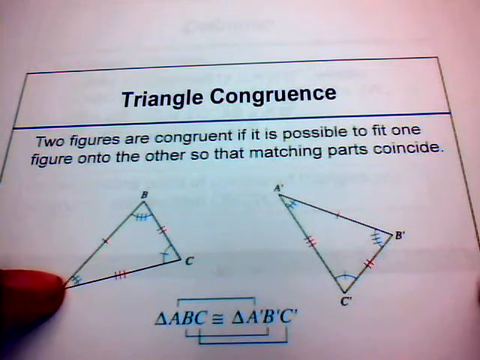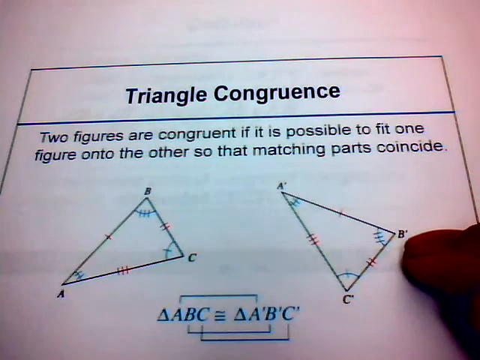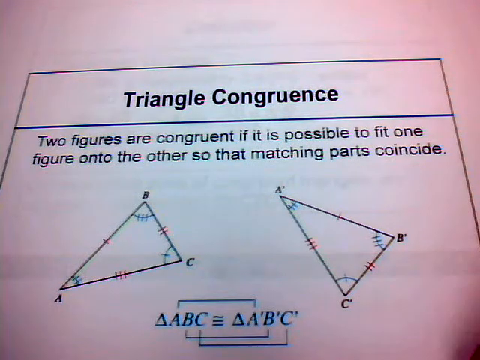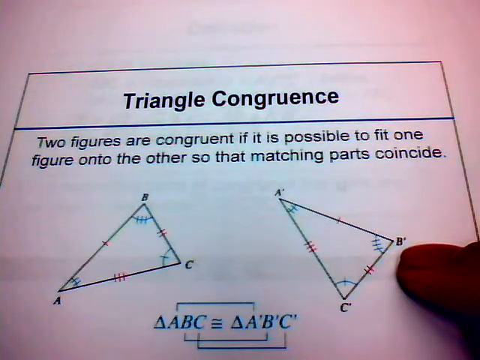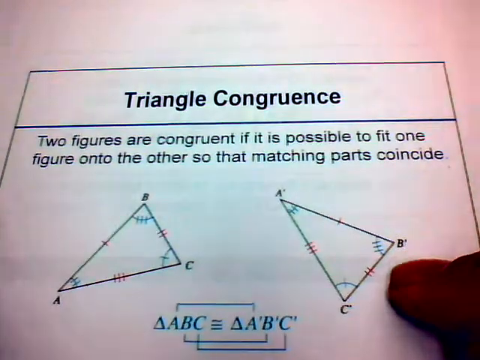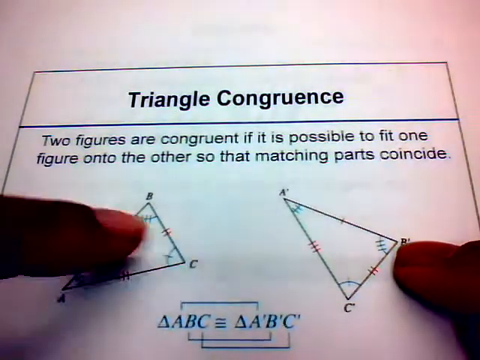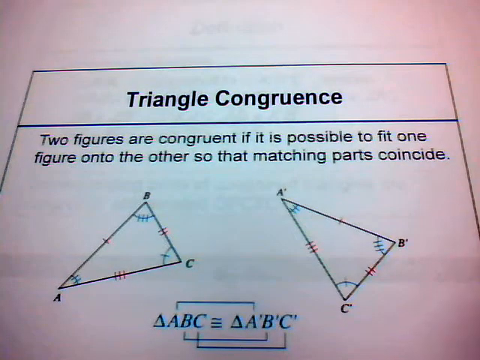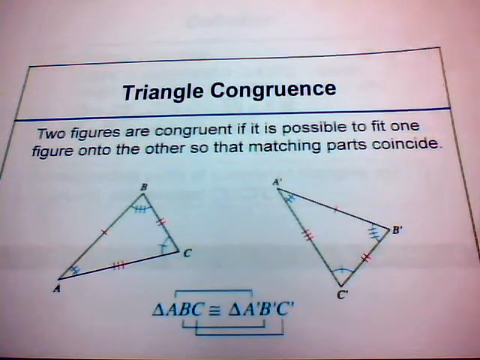In other words, in this case, angle A is congruent to angle A prime. Angle B is congruent to angle B prime. Angle C is congruent to angle C prime. And also, side AB is congruent to side A prime B prime. Also, side BC is congruent to side B prime C prime. And also, side AC is congruent to side A prime C prime. In this case, we can conclude that triangle ABC is congruent to triangle A prime, B prime, C prime.